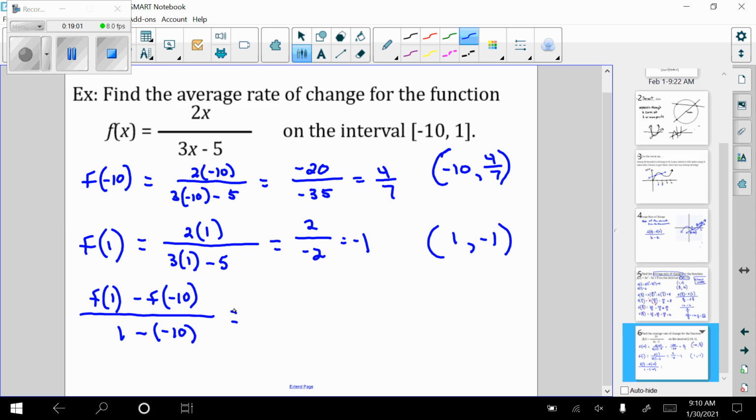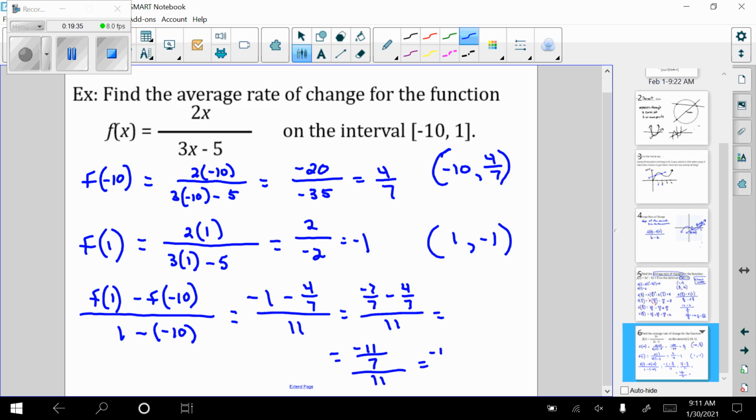So I have what? Let's see, -1 minus 4/7 over 11, which is going to be, I have to change that to -7 over 7, minus 4/7, all over 11, which is -11/7 over 11, which is -11/7 times 1 over 11, which is going to be -1/7.